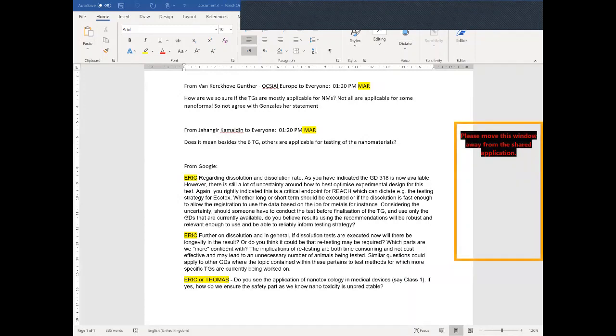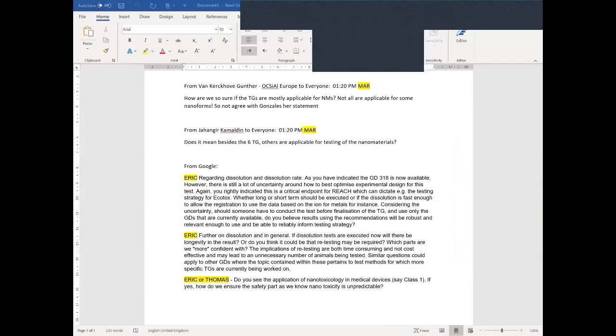So I think I'm trying to answer the two questions here from Mr. Kamaldin and from Gunther Van Kerchove. So yes, the test guidelines, not all are yet available. That's why there are 18 projects underway within the OECD, and we foresee that after that we will have some additional ones to come. As you know, science is also advancing quite fast, so test guidelines are updated on a regular basis as long as we have the scientific data that can allow us to do those adaptations, and that we can validate the test.